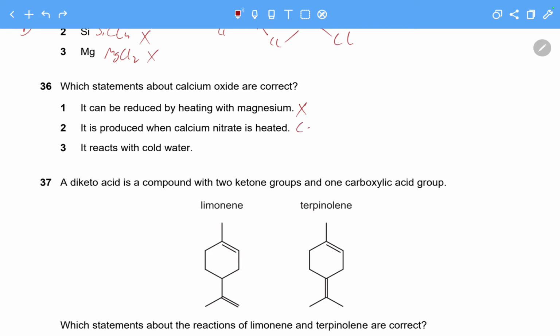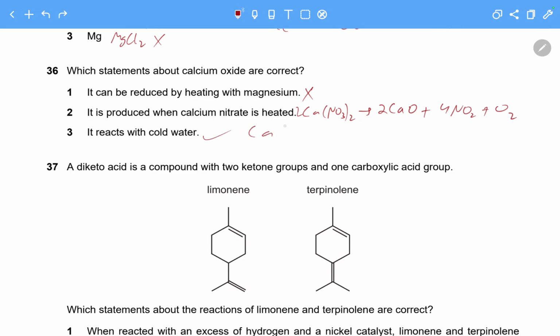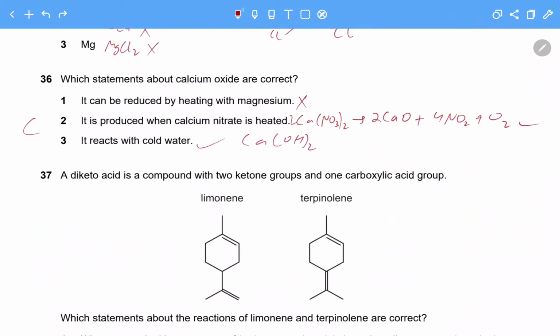Yes, because remember, 2Ca(NO3)2 gives 2CaO plus 4NO2 plus O2. So calcium oxide is produced when calcium nitrate is heated, and it reacts with cold water. Yes, calcium oxide reacts with cold water to give Ca(OH)2, calcium hydroxide. So 2 and 3 are correct, which means the correct answer is C.